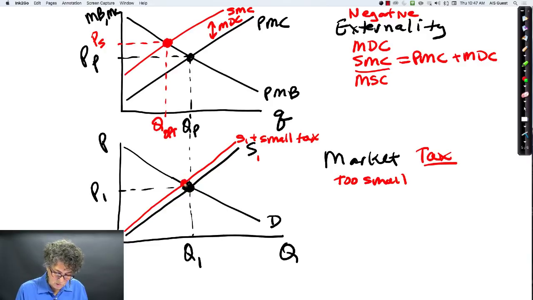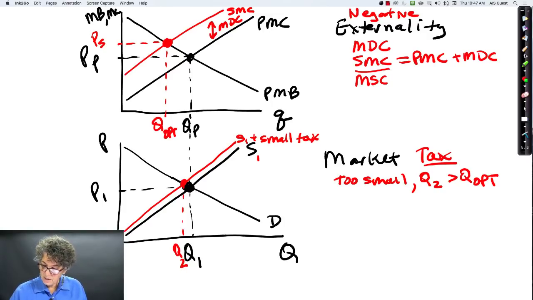And then the new equilibrium quantity, Q2, is less than the original equilibrium quantity. We're moving in the right direction, but it's still too big. It's still larger than the optimal quantity. So if you compare Q2 in the bottom with Q opt in the top, that tax is too small.